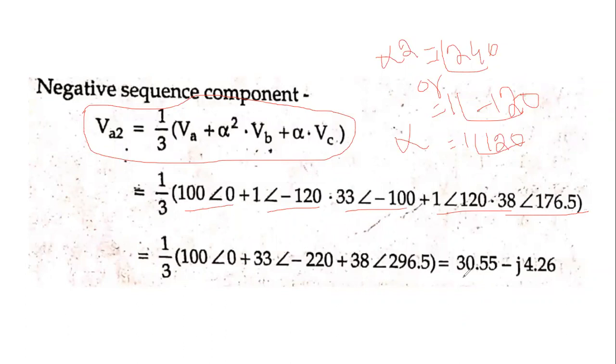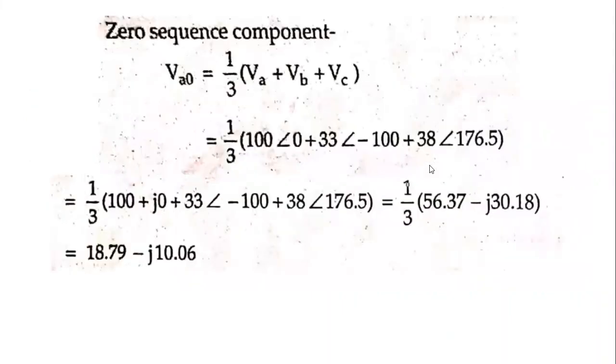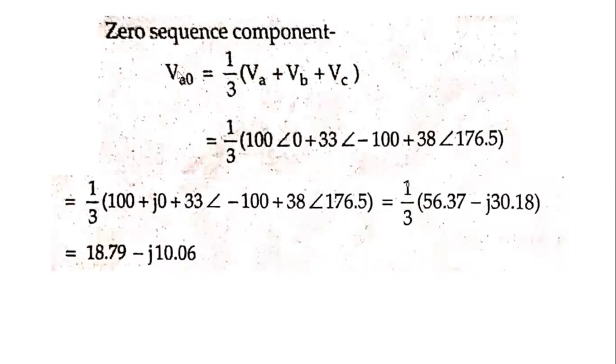Then we obtain VA2, that is 30.55 minus j 4.26. This is the negative sequence component at phase A. Okay, understand? This is the positive sequence component at A phase, and this is the zero sequence component at A phase.